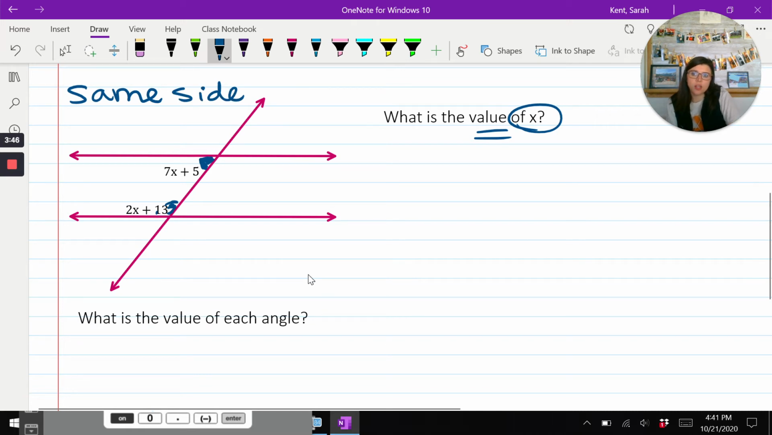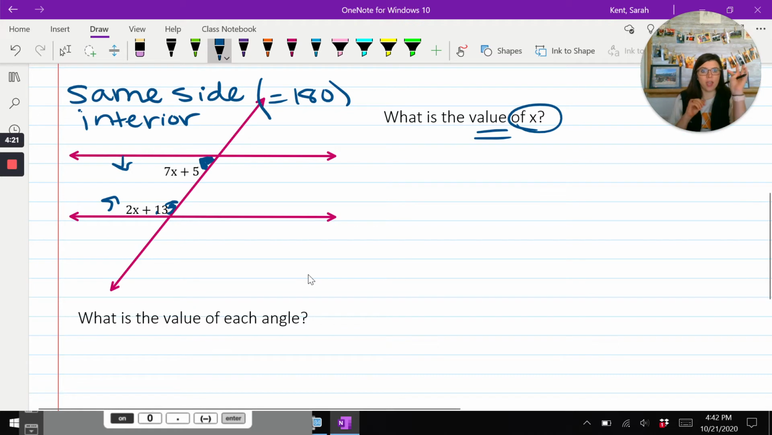And then we need to decide, are they inside the parallel lines or are they outside the parallel lines? If I look, both of these are inside the parallel lines. So that means they are going to be interior angles. So when we have same side interior, if we look back at the notes from last class, we'll see that these two will equal 180 together. So that means I want to do angle 1 plus angle 2 to equal 180 degrees.